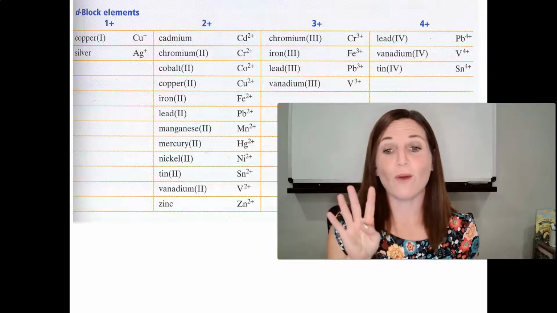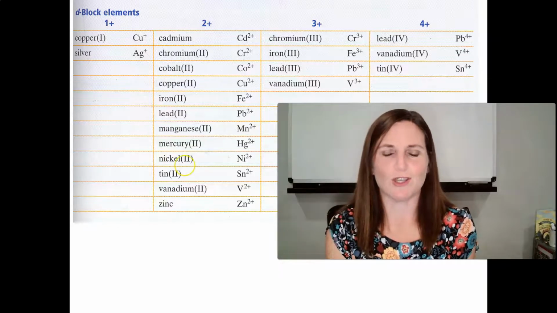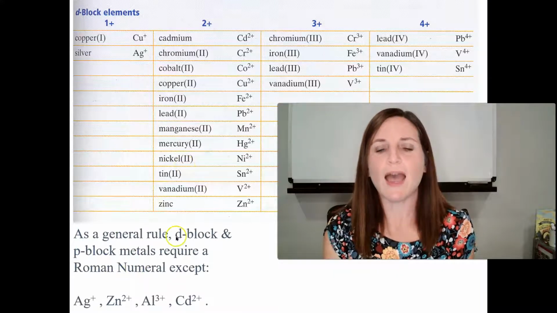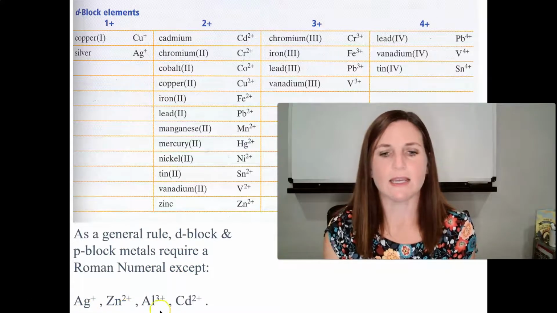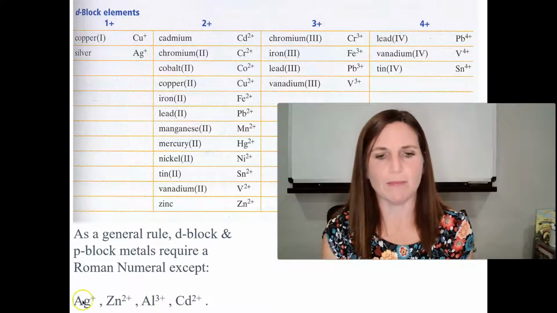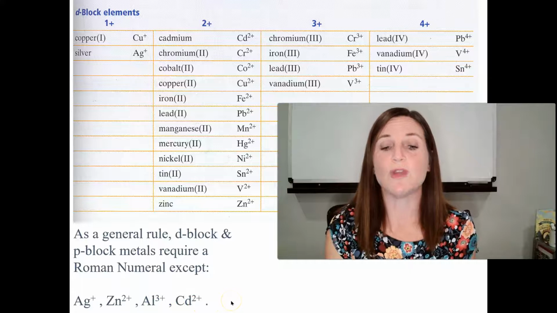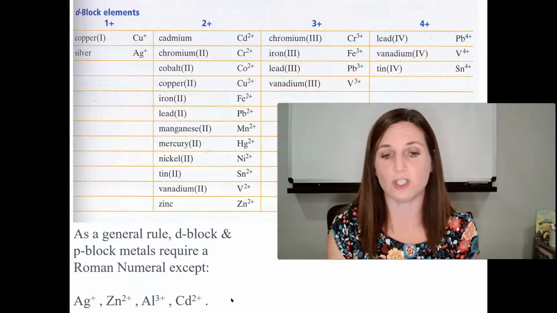So very simple. We just put the Roman numeral to give it a charge. But there are 4 rogue, weird ones in here. Okay, there's always an exception to your rules, right? So as a general rule, every D and P block metal requires a Roman numeral except silver, zinc, aluminum, and cadmium. Silver, zinc, aluminum, and cadmium do not get Roman numerals because they can only have one charge.